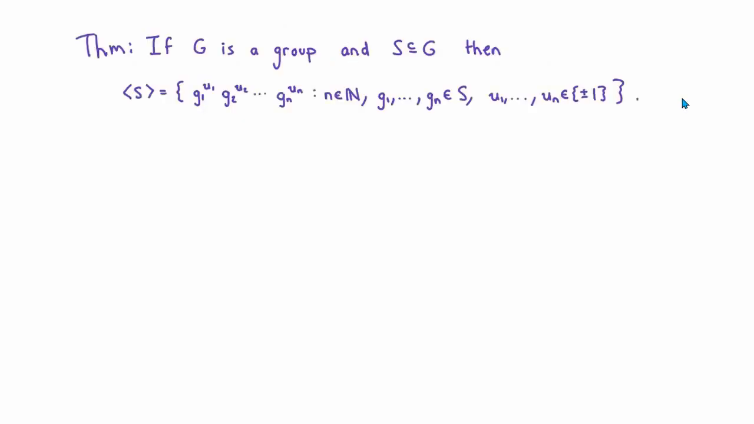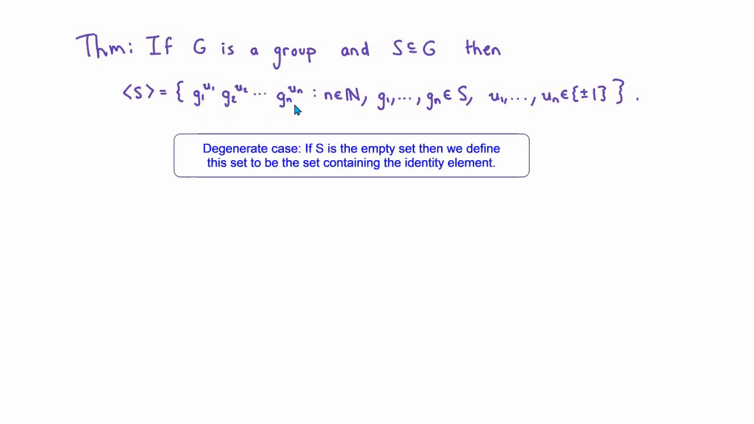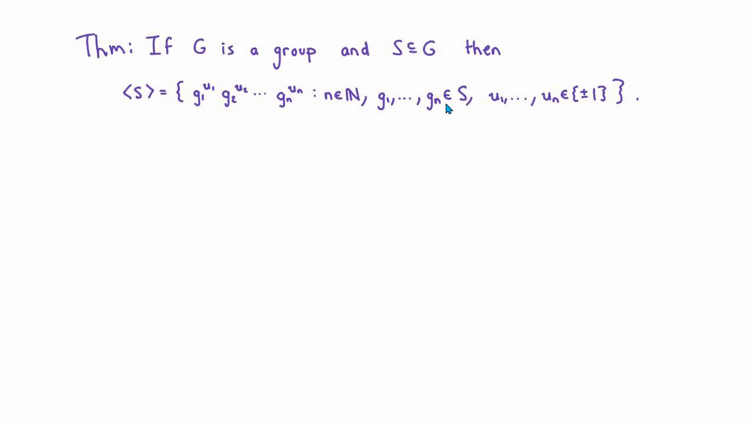Now, it's worth extracting one of the ingredients in the example that we just saw and making it a theorem in its own right. And that is that if G is a group and S is any subset of G, finite or not, then the subgroup generated by S is the collection of all finite products of elements of S and their inverses. In other words, it's the collection of all products of the form g1 to the u1, g2 to the u2, ... gn to the un, where the ui's here are all plus or minus 1s, and the gi's are all elements of S.